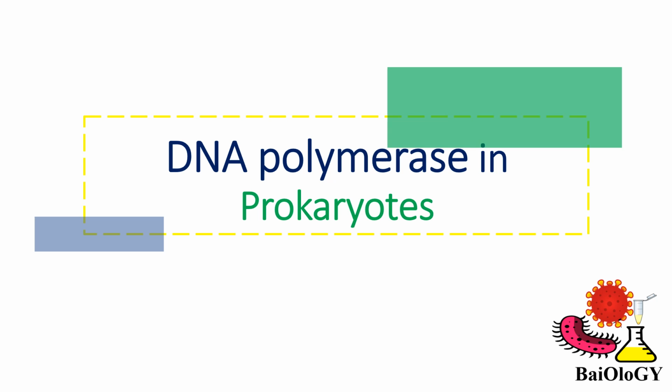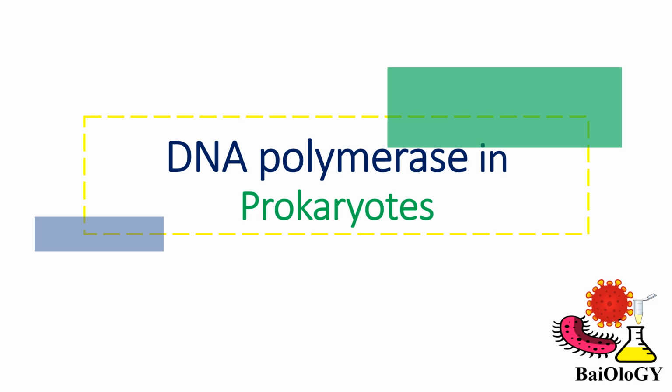Welcome back to my channel, and in today's video I'll be discussing DNA polymerases which are found in prokaryotes. Prokaryotes, specifically bacteria like E. coli, usually divide into two daughter cells. They divide by fission and produce two daughter cells.